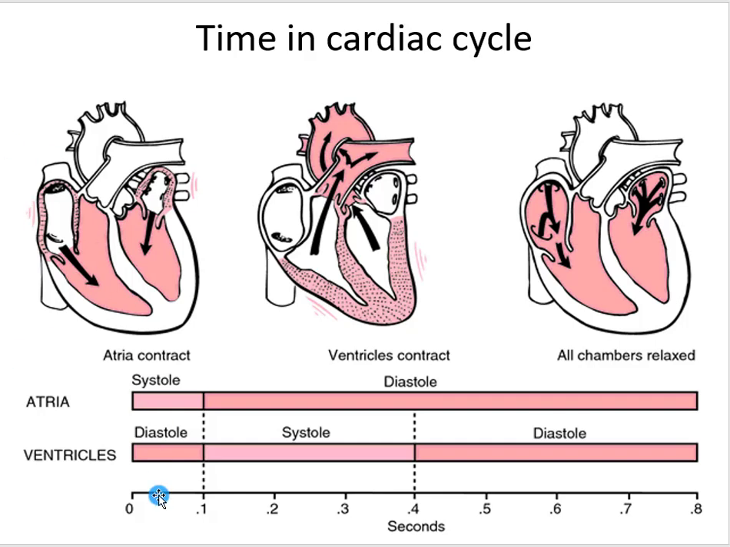So it's not so important to me that you memorize things like 0.1 to 0.3 or 0.8 seconds. That's not so important. What's important is that you recognize that this period of systole cannot be synced up. They are not synced up between the atrium and the ventricles, and they should not ever be synced up. But it is okay for periods of diastole to overlap. Okay, this is where all chambers are relaxed.